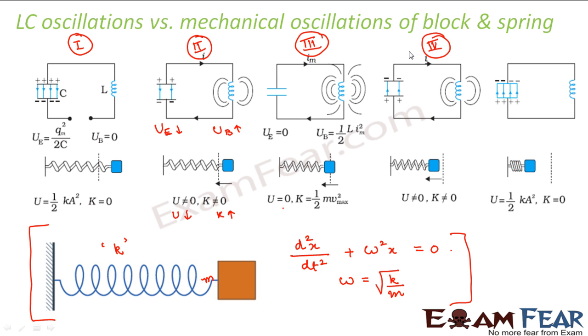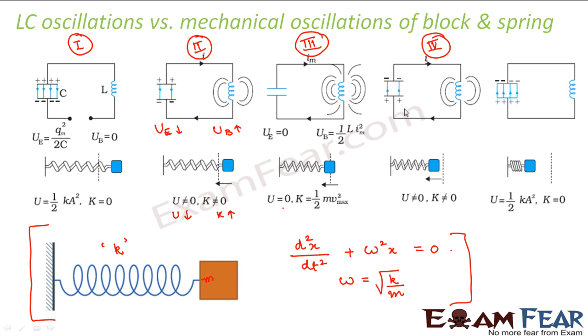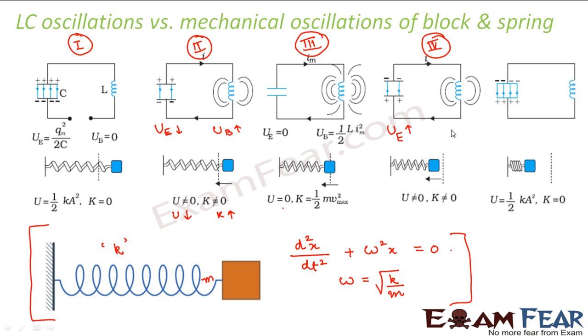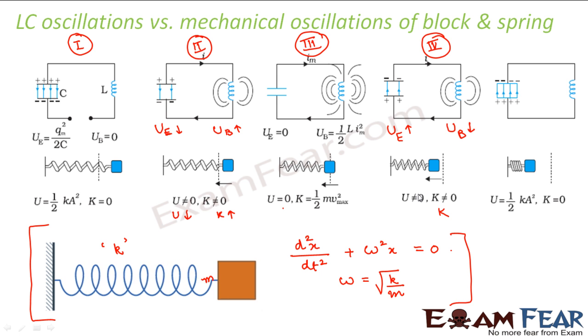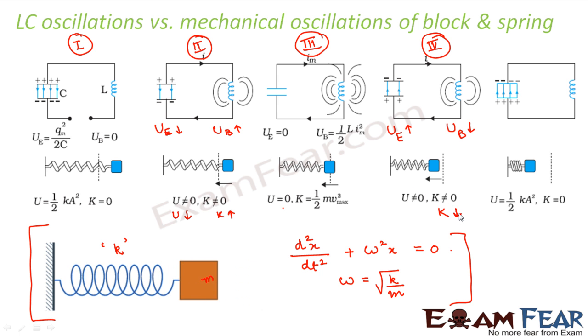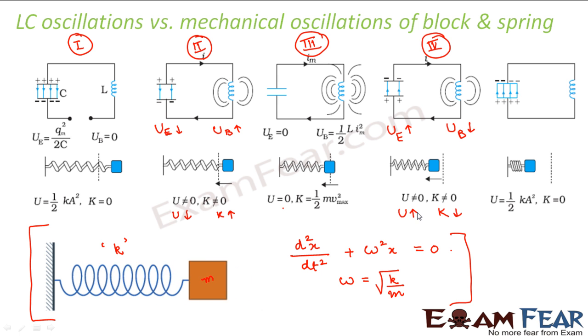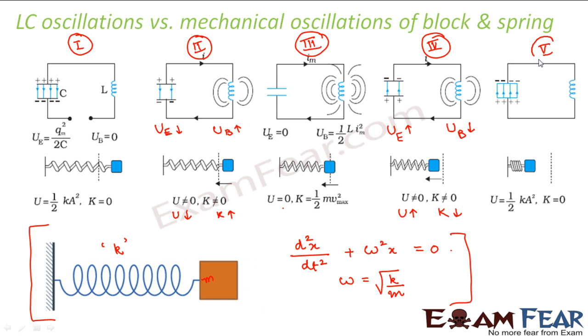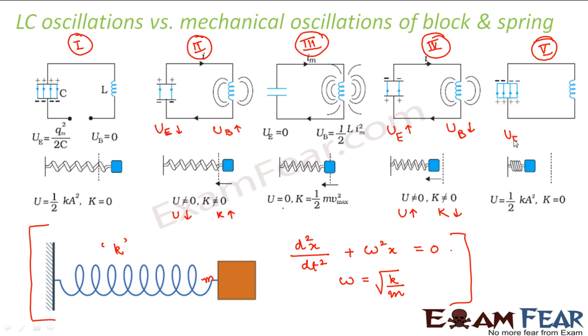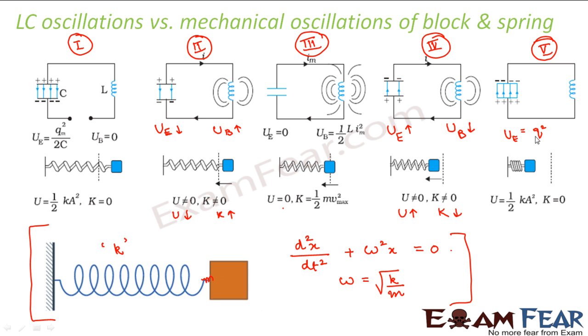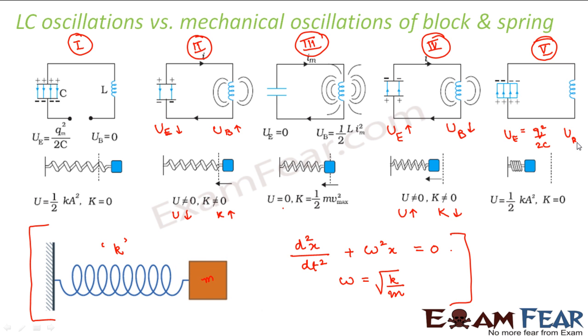When you move to the fourth step, the capacitor starts charging again. That means the electric field energy starts increasing and the magnetic field energy starts decreasing. Here also the same thing happens. Before this, the kinetic energy was at its maximum. Now when it moves beyond the mean position, the kinetic energy starts decreasing and the potential energy starts increasing. Then when the capacitor gets completely charged, the electric field energy again becomes maximum, that is q square by 2C, and the magnetic field energy again comes back to 0.